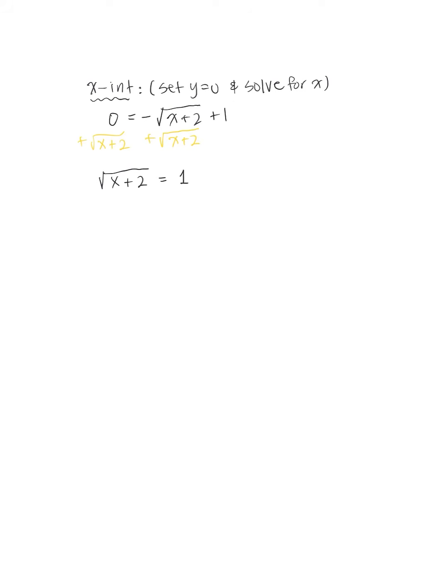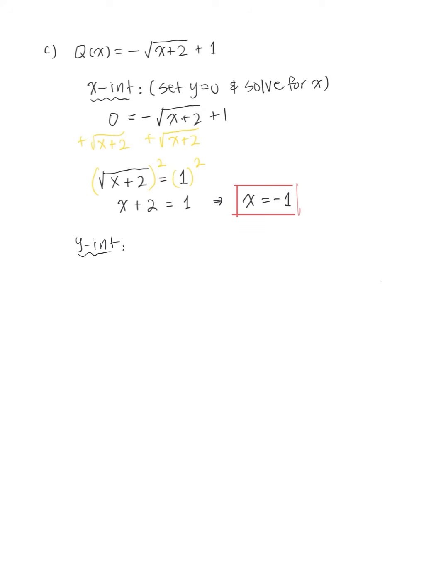Now, how do you get rid of that square root? Yes, you raise both sides to the power of 2. So I'm going to square the left side, which means I better square the right-hand side as well. Then here you're going to get x plus 2 equals 1 squared, which is 1. So that implies that, subtracting 2 from both sides, x is going to be negative 1. Now let's go with the y-intercept. So you're going to have to set x equals 0 and solve for y.